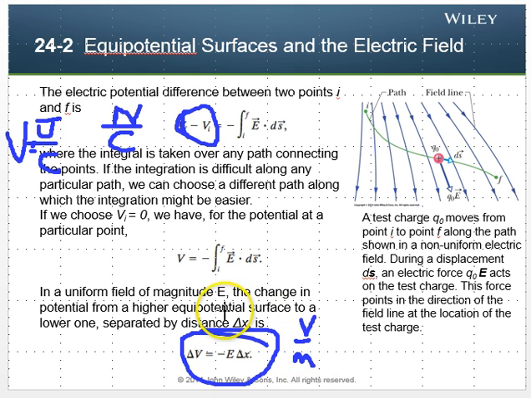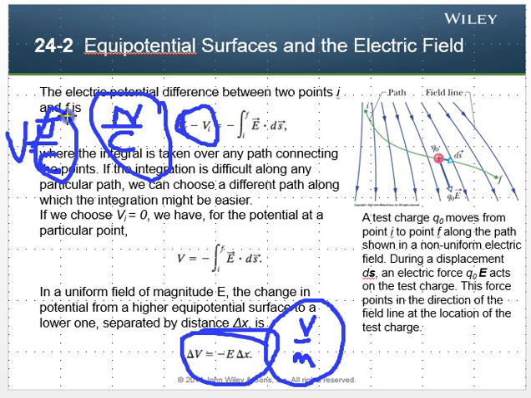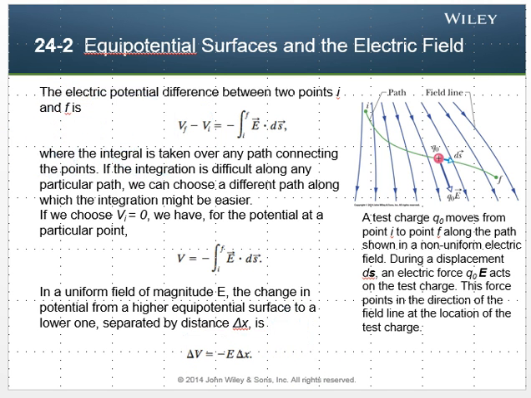When we're talking about constant electric fields, we often express the electric field in terms of volts per meter rather than newtons per coulomb. And when we're talking volts per meter, we're really talking about, well, we've got a volt is a joule per coulomb, and we're going from there.